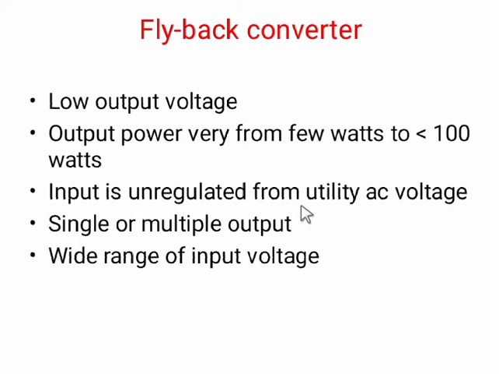Input is unregulated from the utility AC voltage. Unregulated means it contains ripples, not pure DC. Also its magnitude varies, and it is taken from the utility AC voltage. Utility AC voltage means the power available at our GB. So this AC voltage is converted by means of a rectifier to get the DC voltage.